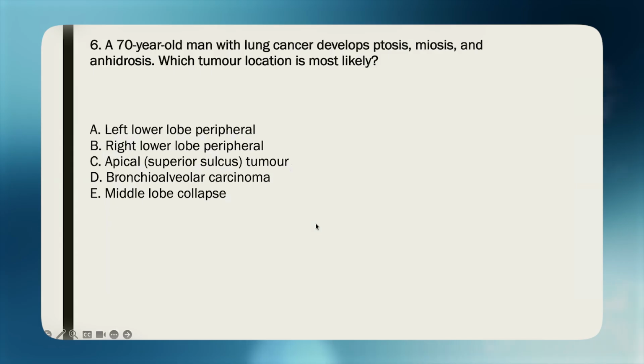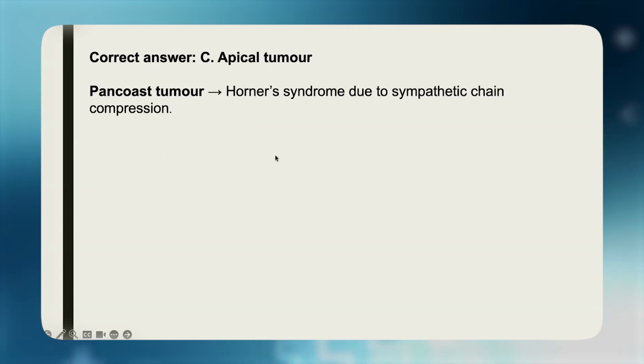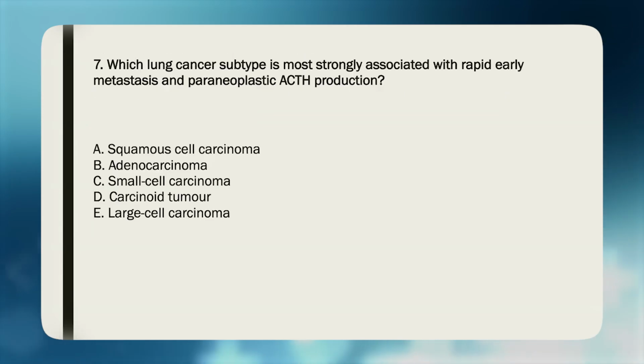Some more questions. A 70-year-old man with lung cancer developed ptosis, miosis. Again, a repeat question. Which tumor location is most likely? Very straightforward. Pancoast tumor, apical tumor, superior sulcus tumor causing Horner's is very common. So the answer is apical tumor, Pancoast tumor.